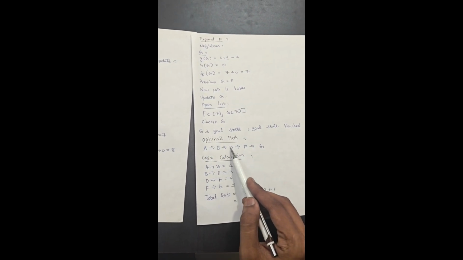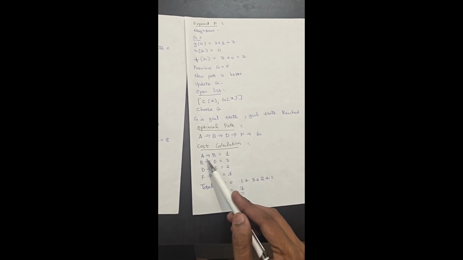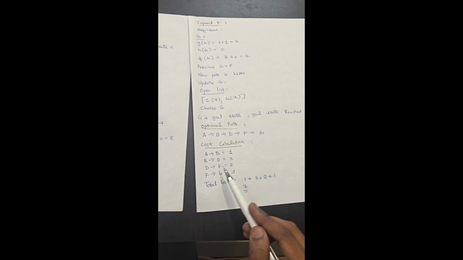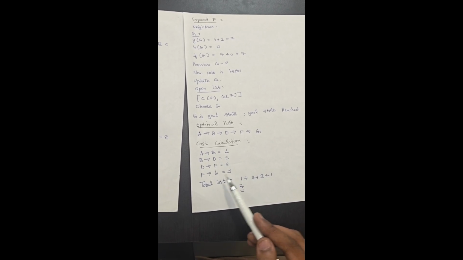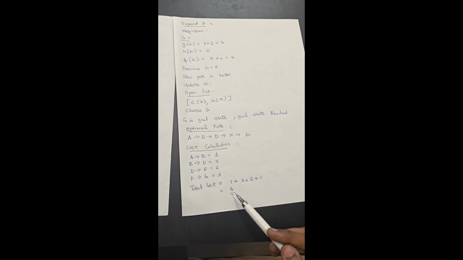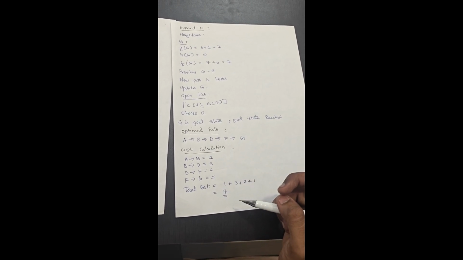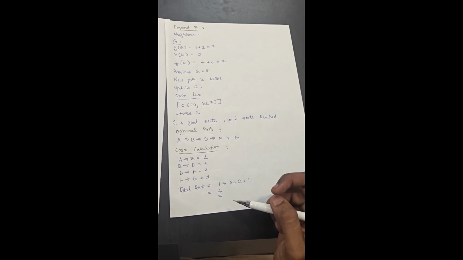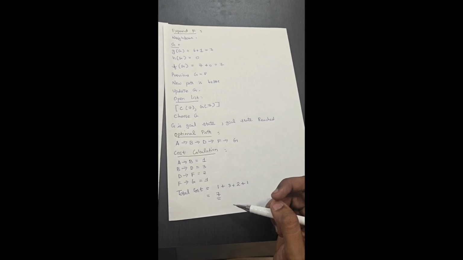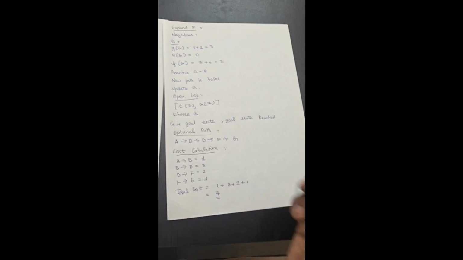G is the goal state and the goal state is reached. So the optimal path will be A to B, B to D, D to F and F to G. So the cost calculation: A to B is 1 and B to D is 3 and D to F is 2 and F to G is 1. So after adding all, we will get a total estimated cost of 7. This will be the optimal path because it chooses the lower f(n) value, and there is no alternative path that has a much smaller value than this path.